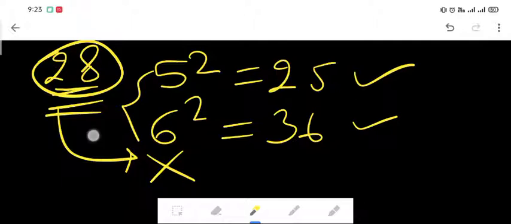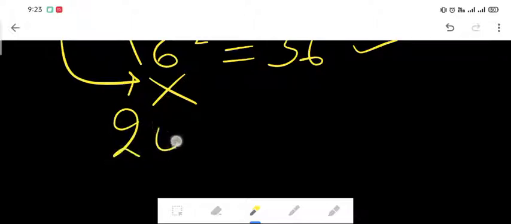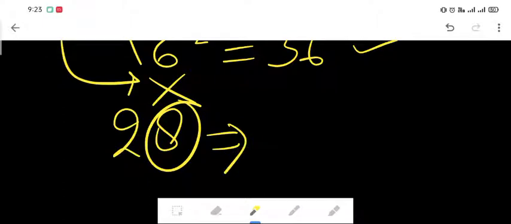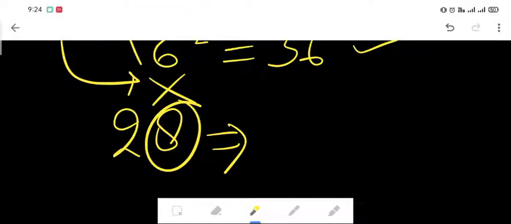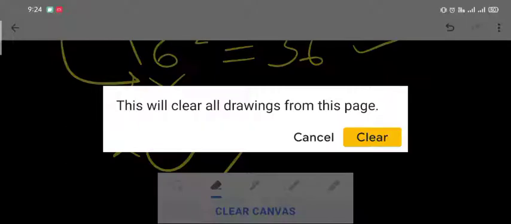But why is it so? Because in 28 the last digit is 8, and as you have seen in the properties of square, a number having 2, 3, 7 and 8 as its unit digit can never be a perfect square. So I hope the first property is clear to everyone. Now let's see the second property.